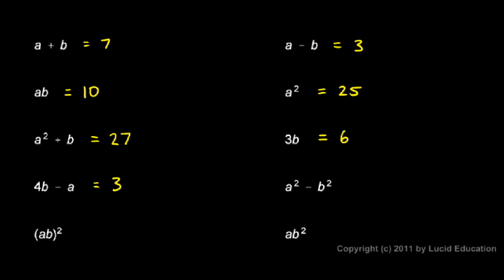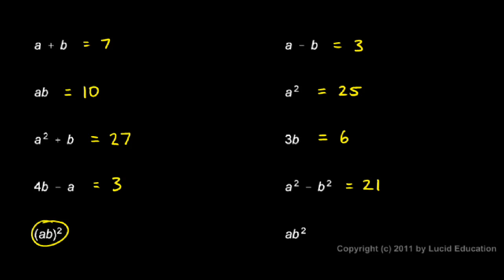Here we have A squared minus B squared. A, remember, is 5, so the A squared there is 5 squared. That's 5 times 5, that's 25. So just remember that that is 25, and then we have minus B squared. B is 2, so B squared is 2 squared. 2 times 2, that's 4. So I have 25 minus 4, and that gives me 21.